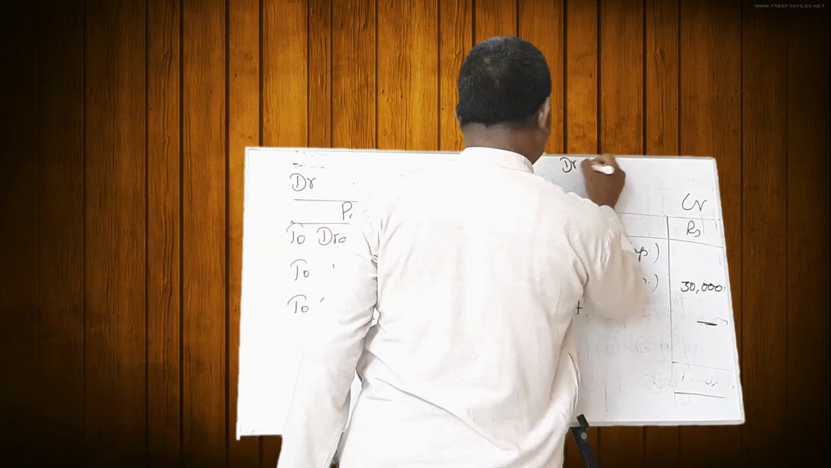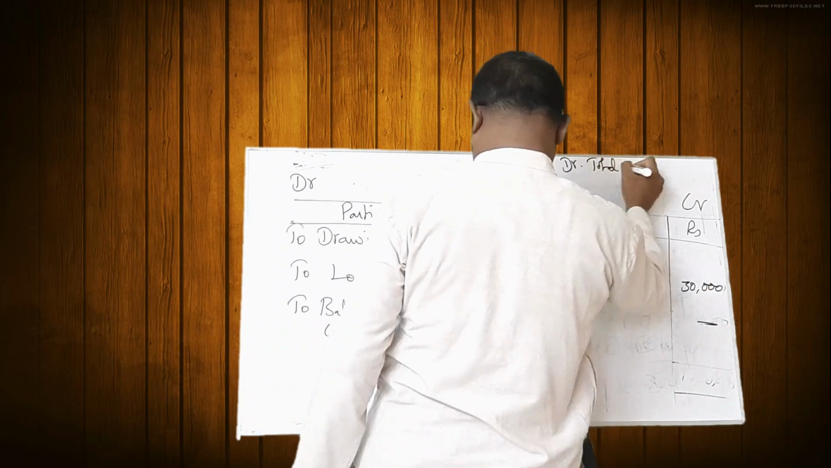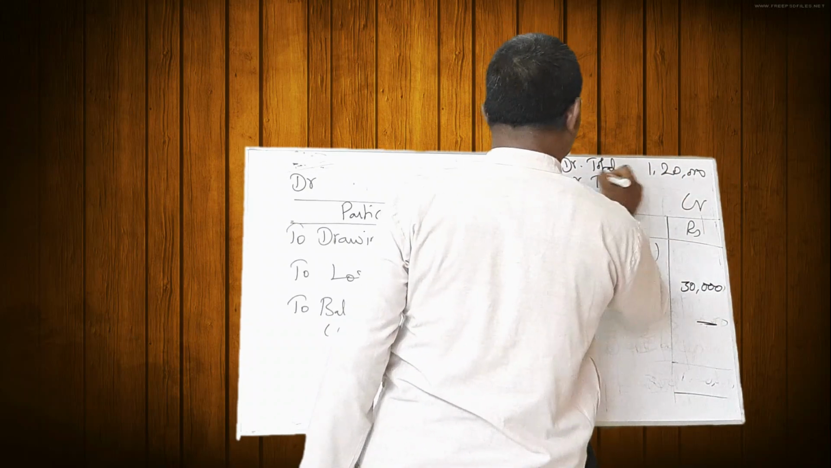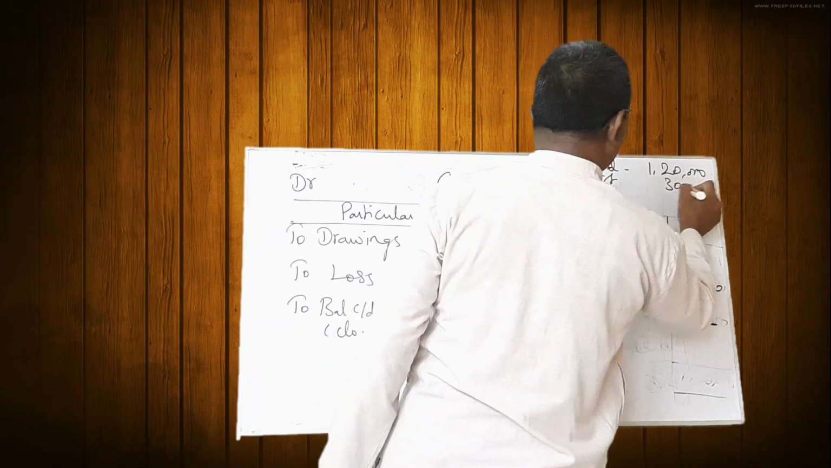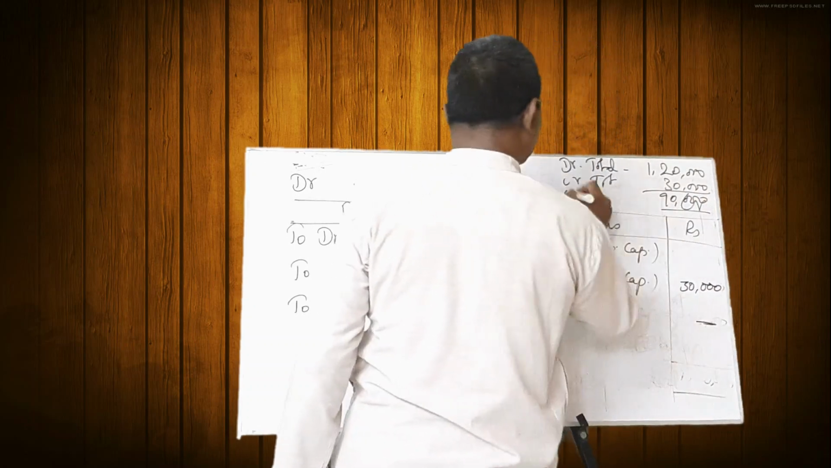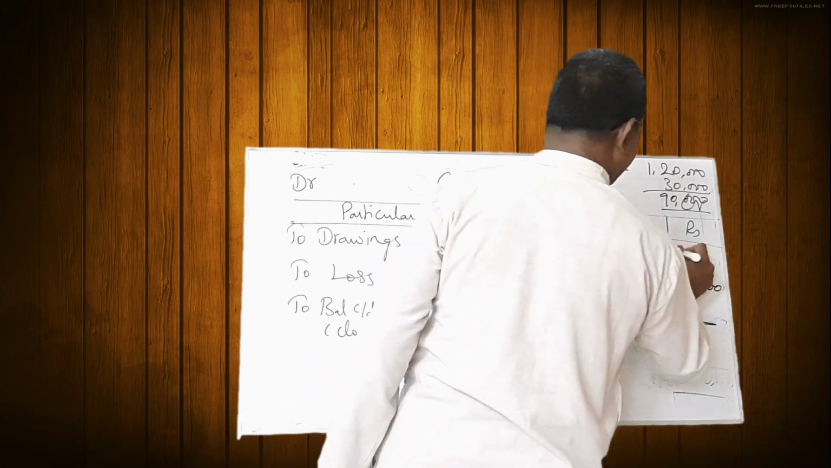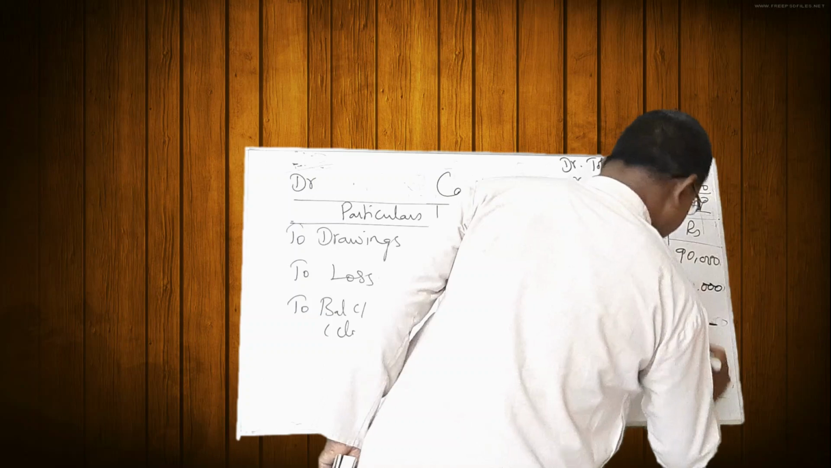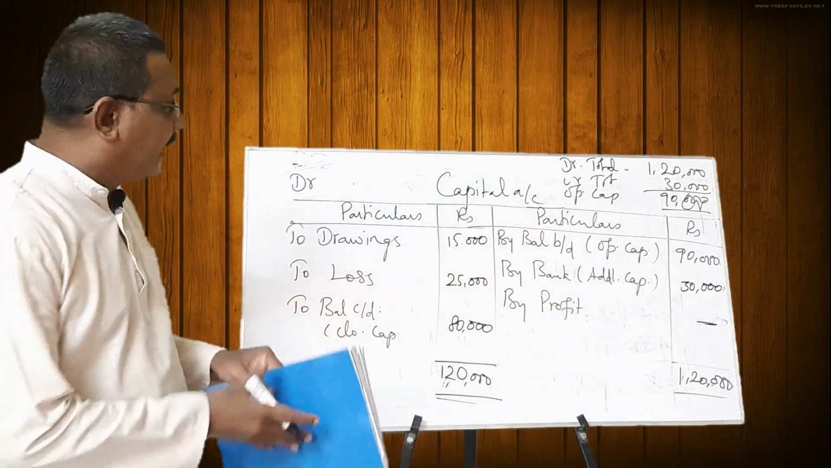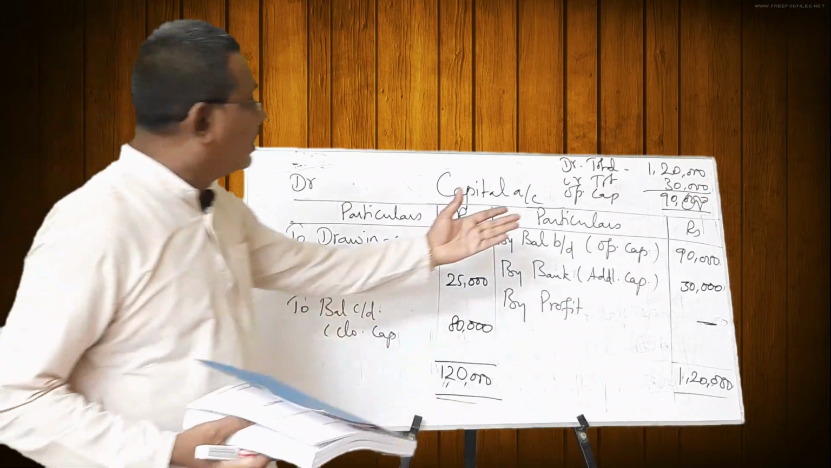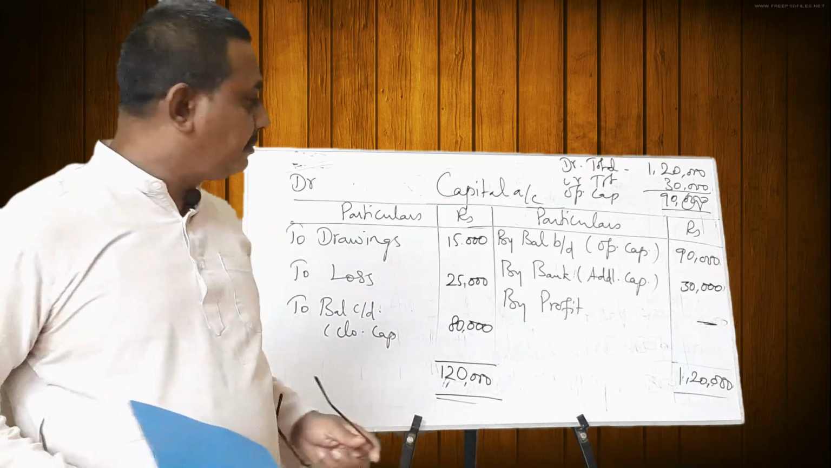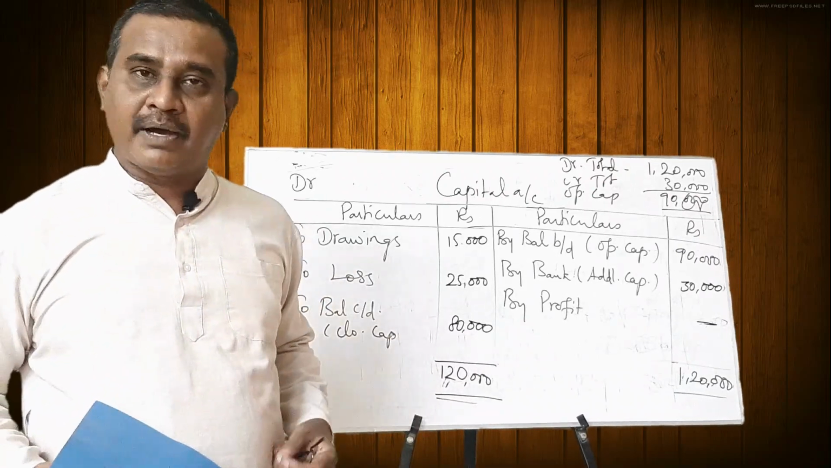The debit total is 1,20,000 and the credit total is 30,000. We find the difference, that is 90,000, and that 90,000 is the opening capital. Put here 90,000 and the total will be 1,20,000. And this is the answer we got. In this way we have to get the answer. Hope you have understood, and the remaining things can be seen in the next part. Thank you.